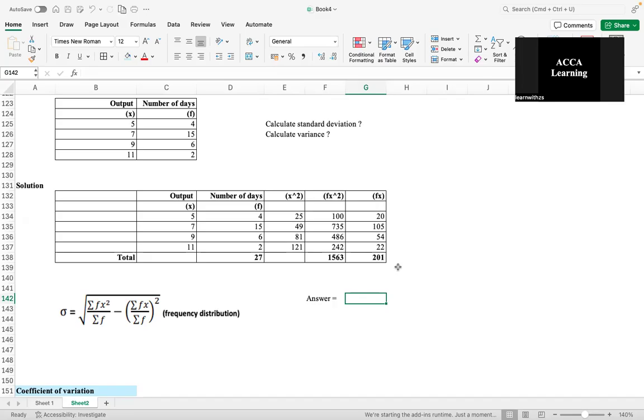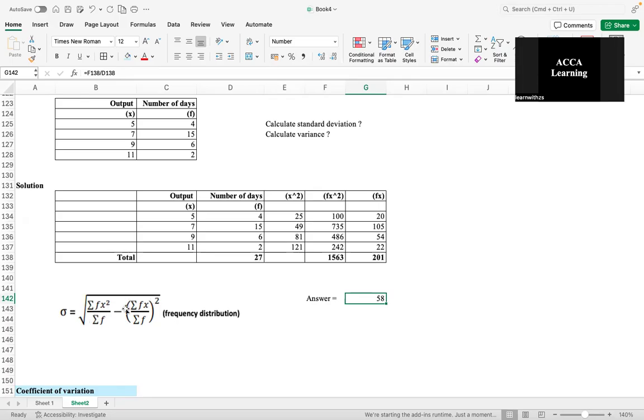First, let's break the formula into parts so that we avoid any kind of mistakes. So let's look at the first part of the formula. It says summation of Fx square, which is this, divide by summation of F, which is this. You got this part? All right. You can just round it up. So that is the first part of your formula.